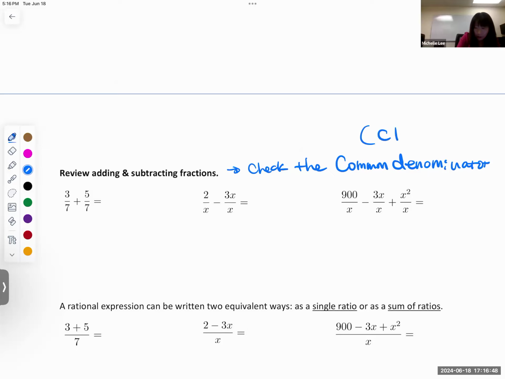Okay, so saving it. All right, so the first one has the same denominator, so we can add only the numerators, right? So there will be 3 plus 5 over 7, which is 8 over 7. Okay, second one as well.